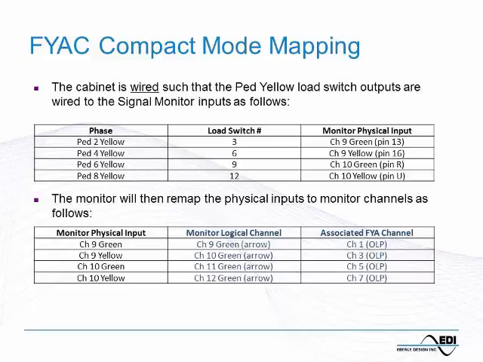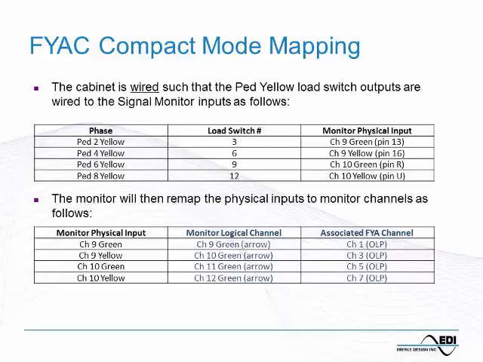Likewise, for the next 2, they're configured from load switch 9 and load switch 12 into the monitor as channel 10 green and channel 10 yellow. So again, by remapping those 4 unused PED yellows, we kind of get 2 2-section green and yellow arrow signal heads monitored for free. All right? So that gets the PED yellows into the monitor.